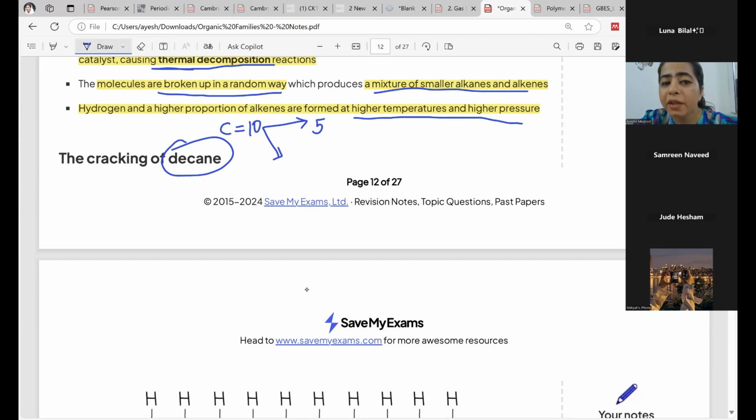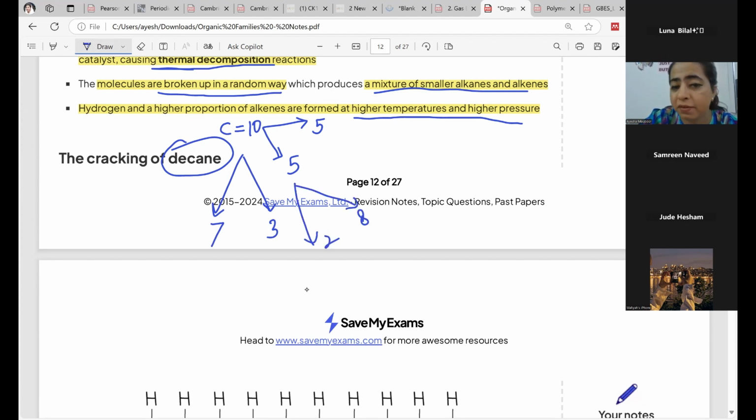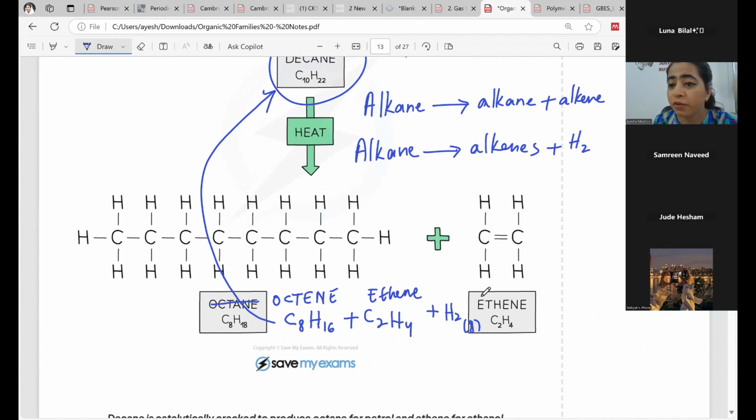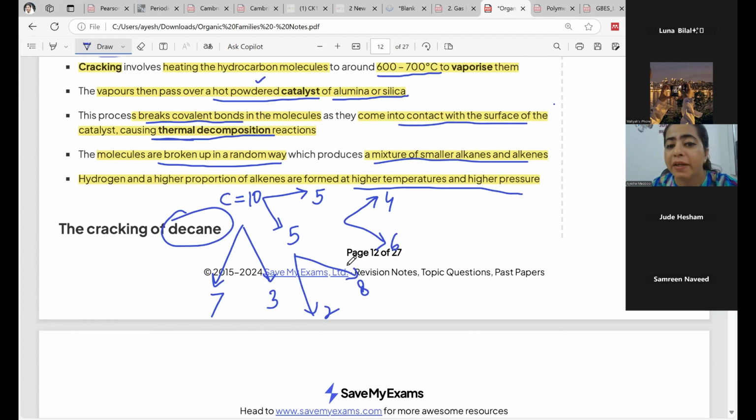These 10 carbons can break into maybe 5 and 5 carbon pieces. At the same time it can break into 7 and 3 pieces, into 2 and 8 carbon pieces, or into 4 and 6 carbon pieces. It can give alkenes with hydrogen. Multiple products are possible. This is just an example that decane can break into two pieces. This is not the only way, because many molecules of decane will be there, and they are going to give us many possibilities at the end.